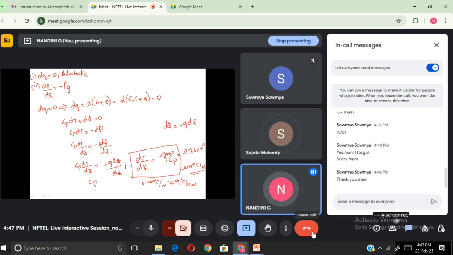Suppose at the surface we have 25 degrees Celsius and we go up to 24 degrees Celsius, there will be a decrease by 9.8 degrees Celsius per kilometer. That's what it is telling. So that's what the negative sign denotes. Okay.